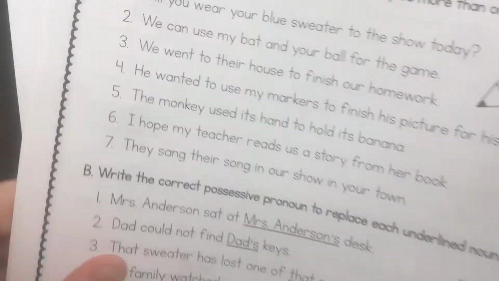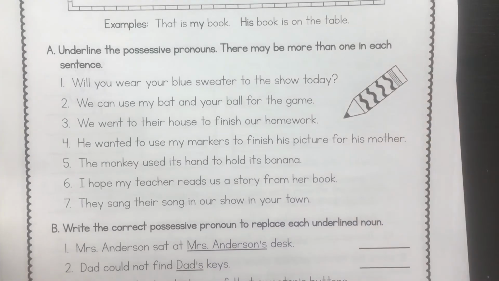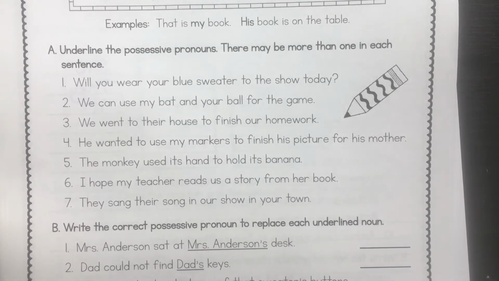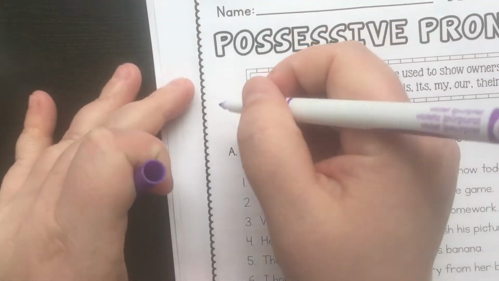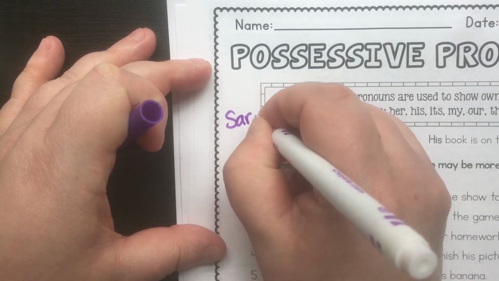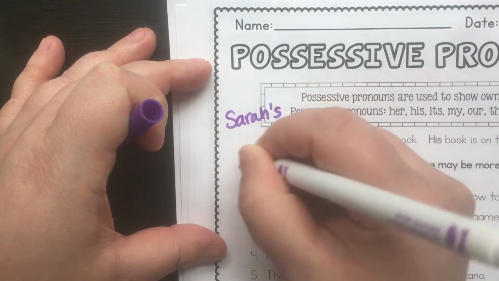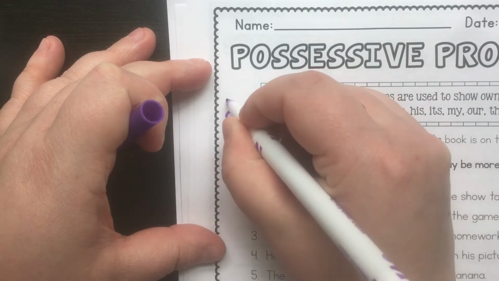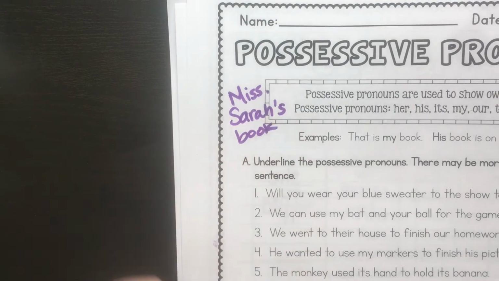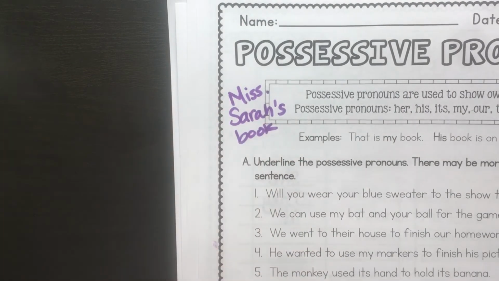The next thing we're looking at is some possessive pronouns. Okay, the possessive pronouns show ownership. If it was a noun, a possessive noun would have that apostrophe S, so it says that something belongs to them. For example, I could say, Sarah's book, right? Miss Sarah's book. Okay, Miss Sarah's book, it's possessive. It has the apostrophe S.